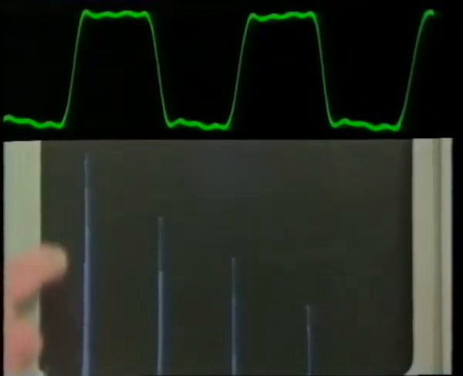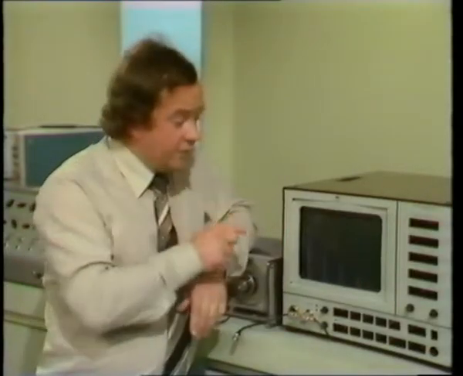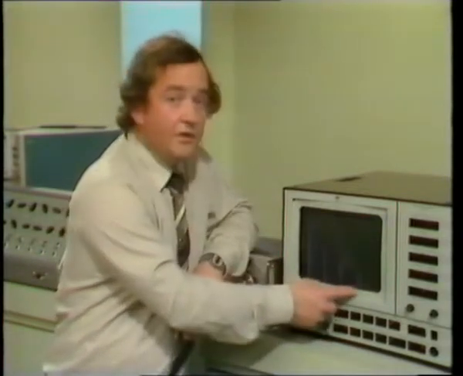There, the equipment has now analysed it into its components, the fundamental, the third harmonic, the fifth, and so on. And they're all going down in amplitude, just like we know they do. So this machine has actually managed to give me most of the information I needed to generate that square wave in the first place. It's given me the amplitudes and the frequencies of the components.